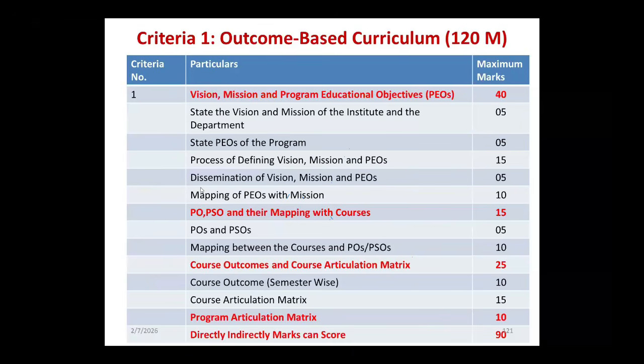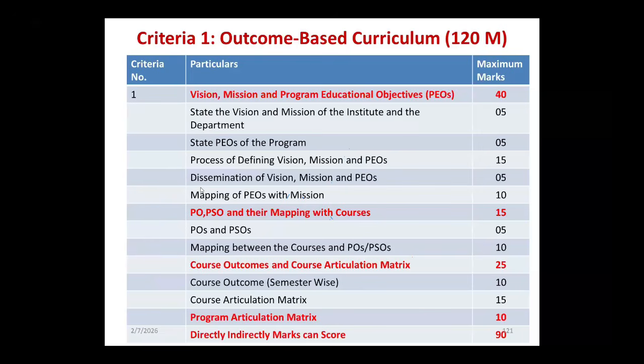So here, in the first criteria, vision, mission, and program educational objectives: if you are mapping all the student chapter activities and forming the COs in mapping with POs, PSOs and PEOs, definitely your score will increase. And those evidences you can show to the assessor.